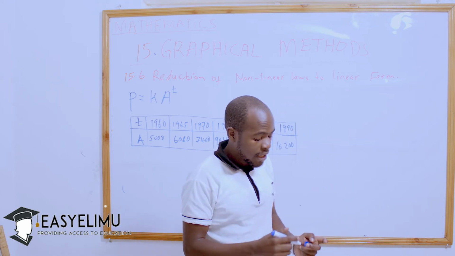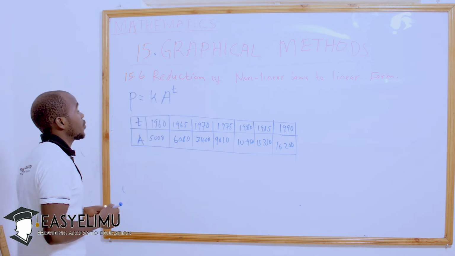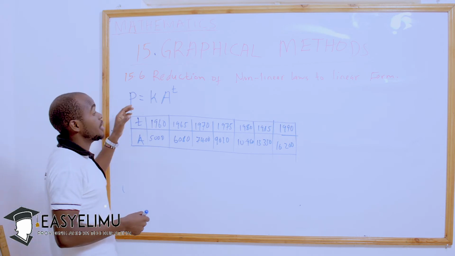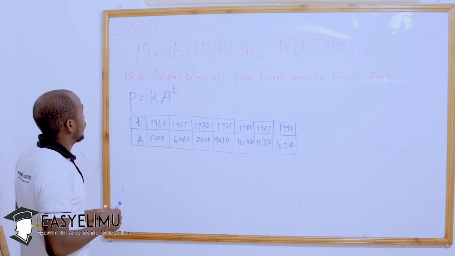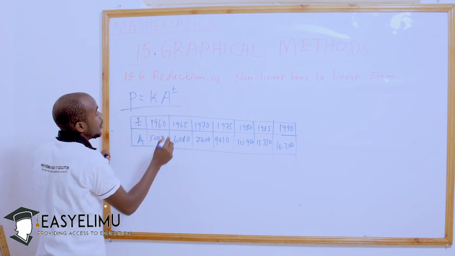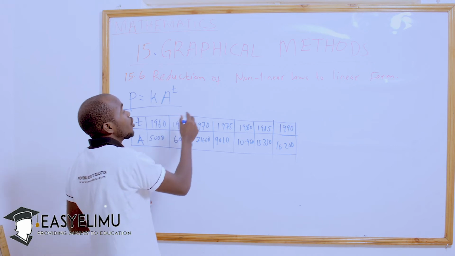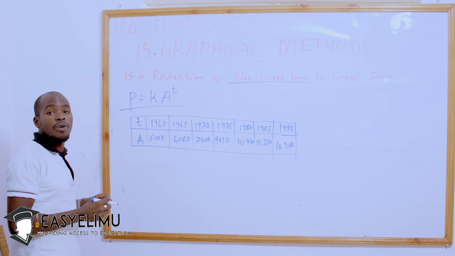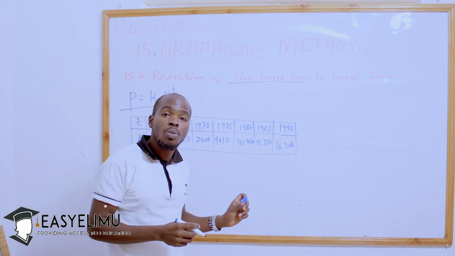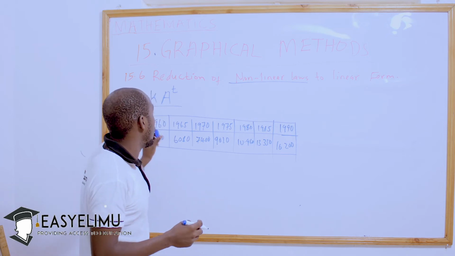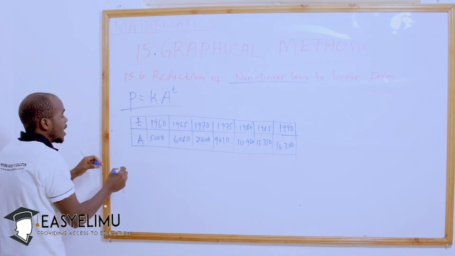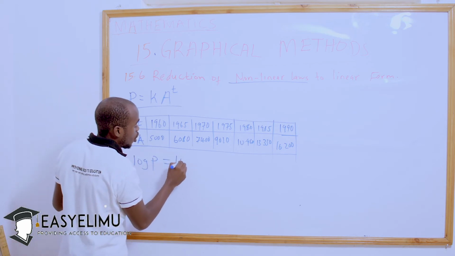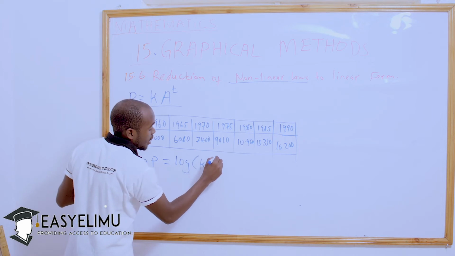Now, to work that out, students, we just need to use the law of logarithm in order to find what we don't have. In this case, this one here we need to change because it is already nonlinear. It's a nonlinear law. We need to change it to linear law form in order to construct a graph. So to change it, we shall introduce log to both sides such that we shall have log P is equal to log of K A raised to T.